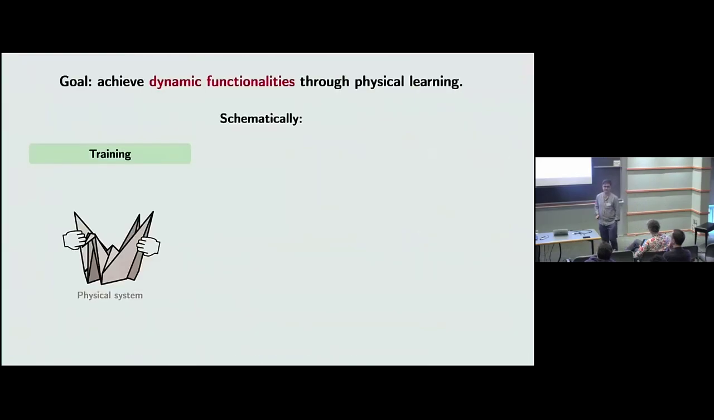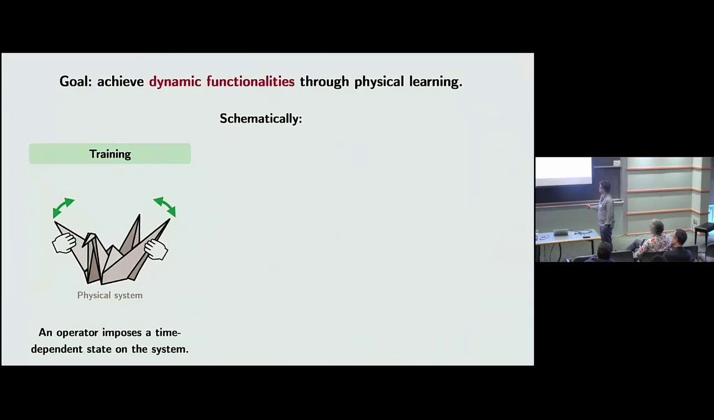And let me start with a schematic, just to give you an idea of what we mean in the most trivial setting by learning a dynamical state. So you start by training the material, and imagine that you took this origami bird, and the training was literally to move the wing, as if you're imitating the oscillatory motion that will get this thing to fly. And more formally, an operator imposed a time-dependent state on the system.